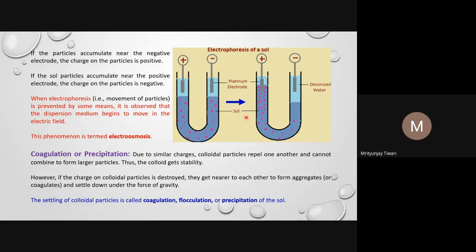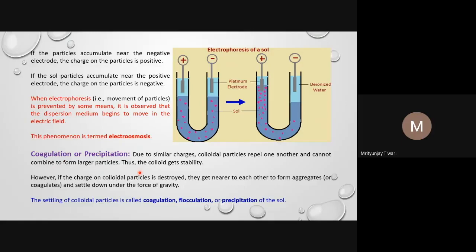What we know in osmosis, only the solvent phase moves through a semi-permeable membrane, and here the solvent phase is the dispersion medium. So the movement of the dispersion medium under an electric field, when the movement of the solute particles is prohibited by certain means, is called electroosmosis.